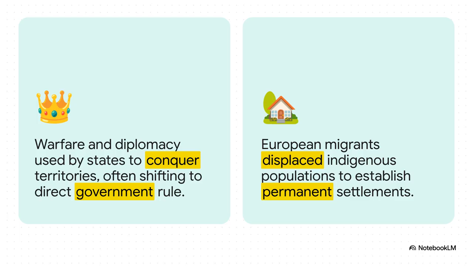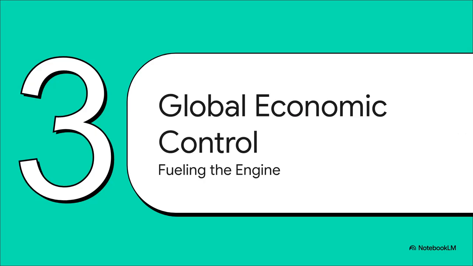On the other hand, you have settler colonies. Think places like New Zealand or South Africa, where huge numbers of Europeans actually moved in to live permanently, pushing out the indigenous peoples and basically trying to recreate their own societies. Now, these empires weren't just about political power or flags on a map. They were massive economic systems, specifically designed to funnel wealth and resources back to the industrial centers in Europe. Let's break down how that engine worked.